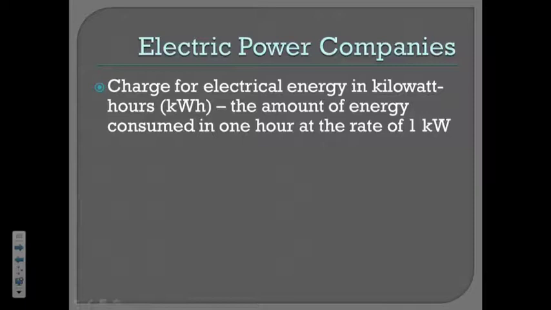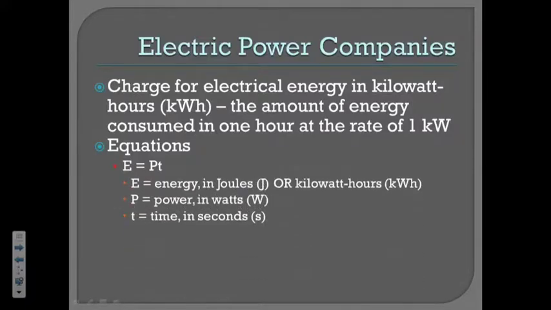So the kilowatt is the measure of power, so you need to figure out how much power a certain thing uses, and then you need to figure out how long it's used, if it's used for 10 or 15 hours, or if it's used for 1 hour. So the equation to find the electrical energy being used over a certain time is E equals P times T.